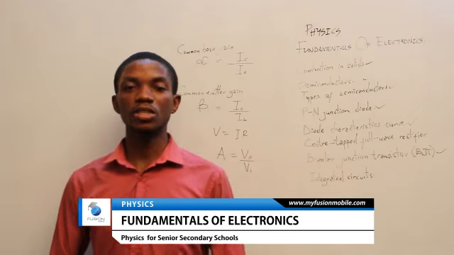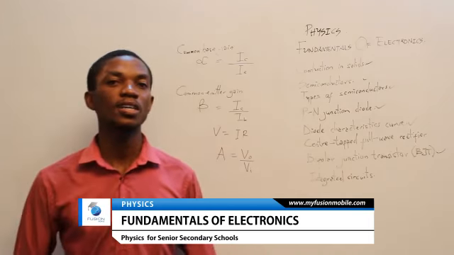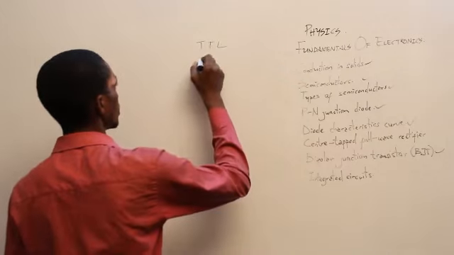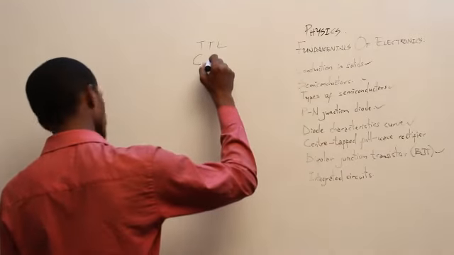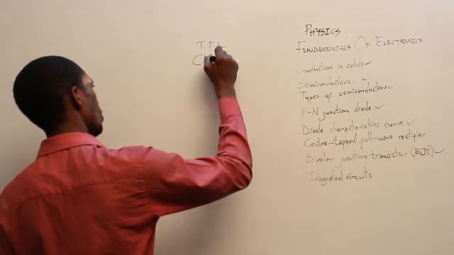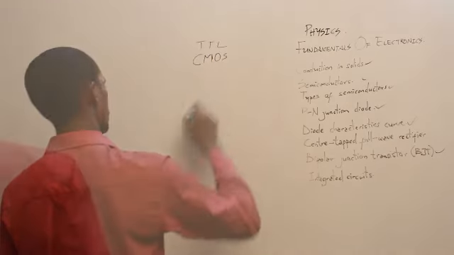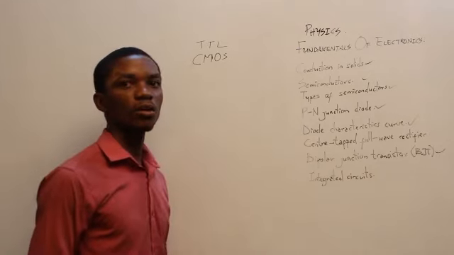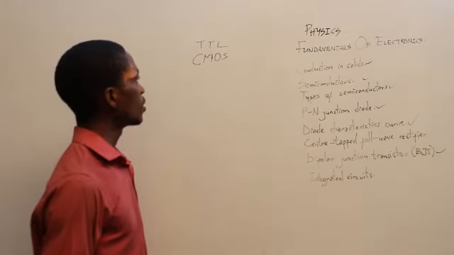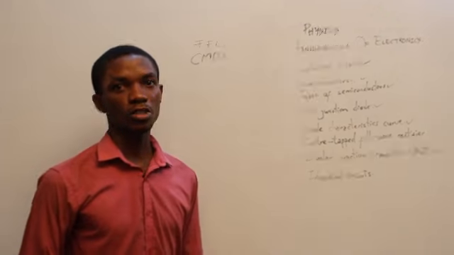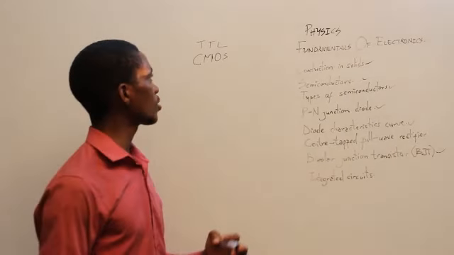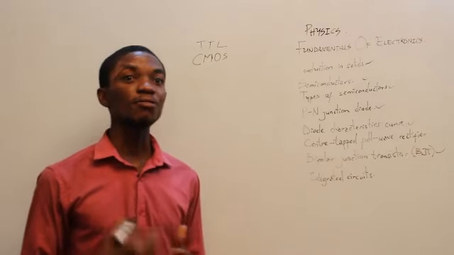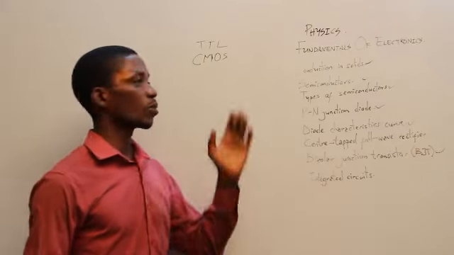Our digital integrated circuits can also be further split into two: transistor logic, and CMOS, which is complementary metal oxide semiconductor logic. Now, the transistor logic are faster. They are faster than the CMOS.